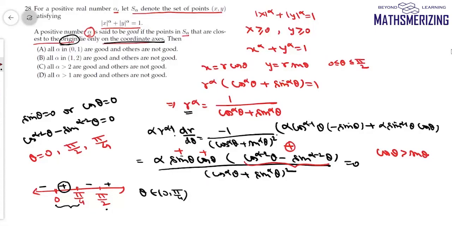This expression will be positive when alpha minus 2 is greater than 0. So that is, this expression will be positive when alpha is greater than 2. So we'll have a minima at 0 and pi by 2 only when the value of alpha is greater than 2. So answer to this question is all alpha greater than 2 are good and others are not good. That's your option number C.